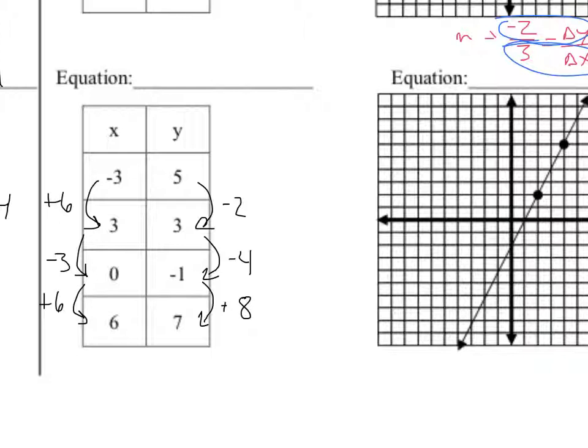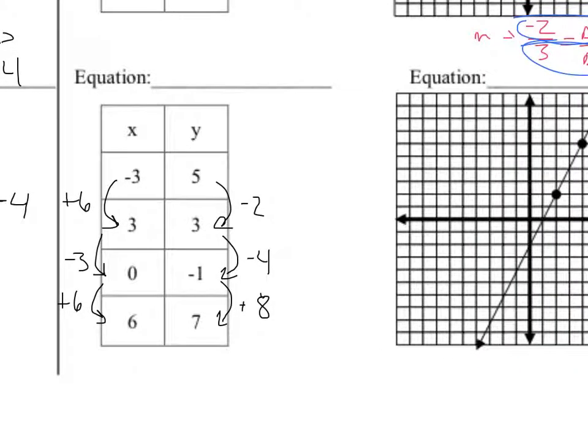So what I see is a bunch of different values here, but if this is indeed a line, remember that all of those ratios should be the same. So I'm going to check out those ratios, change in y over change in x. So this is going to be -2/6, which is the same thing as -1/3. And this is going to give me -4/3, which would be the same thing as +4/3.